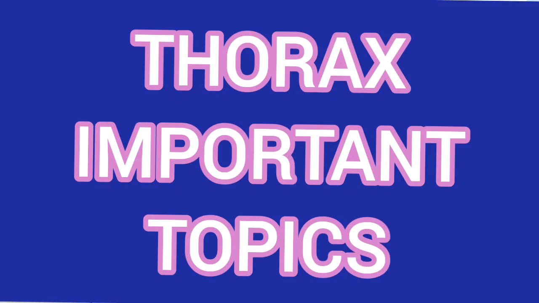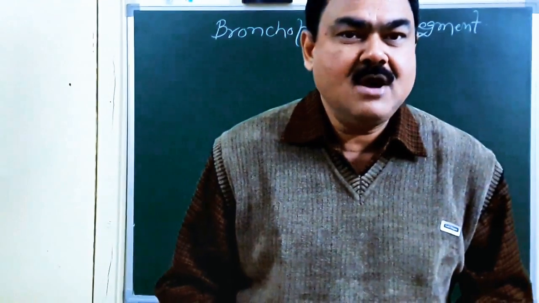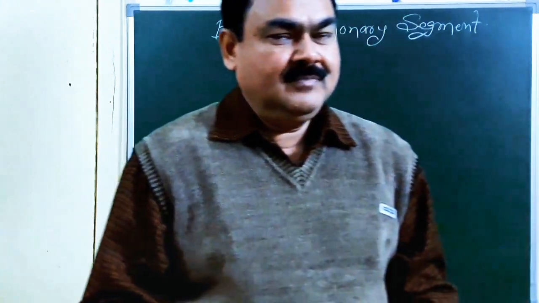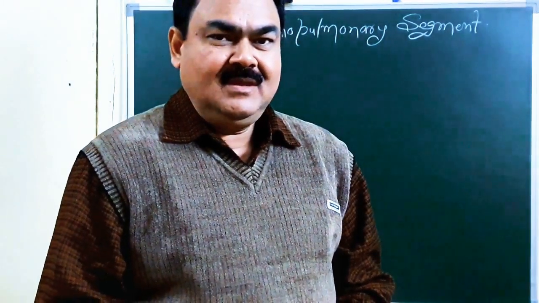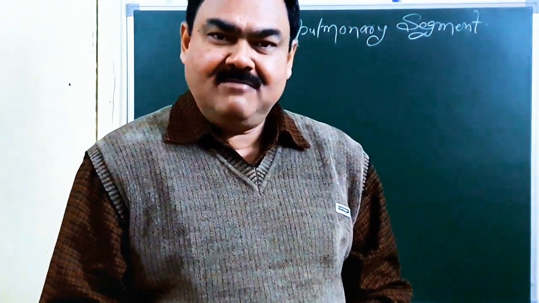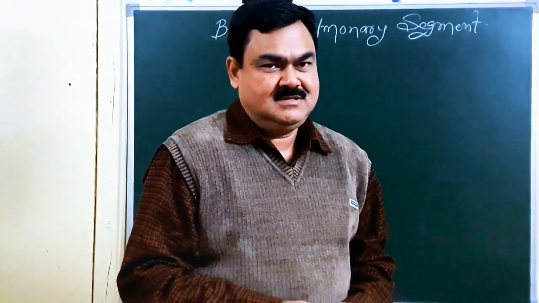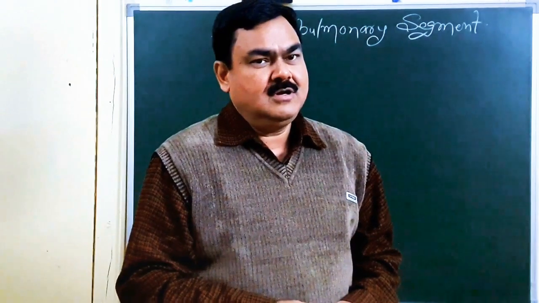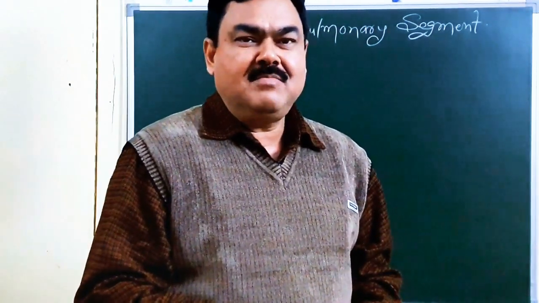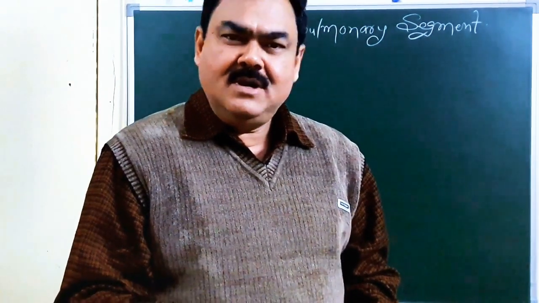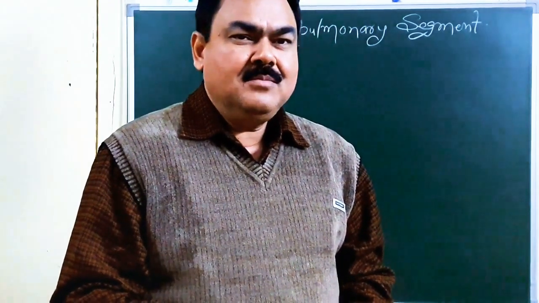Today we'll discuss the anatomy of the bronchopulmonary segment. By definition, it is the area of lung which is aerated by a tertiary bronchus. Before starting the discussion about the bronchopulmonary segment, we will initially discuss the bronchial tree.